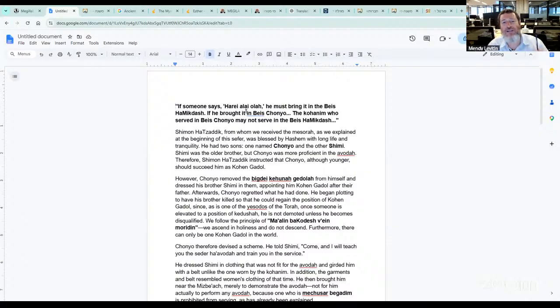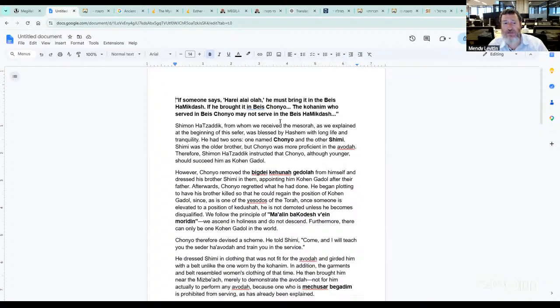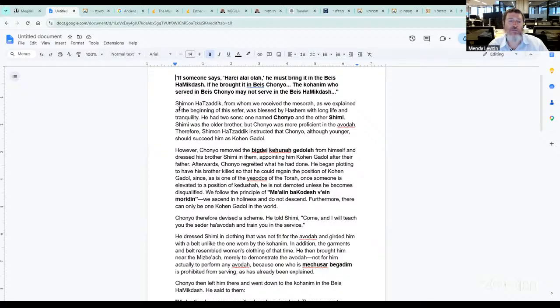If someone says Haray Elai Oilaf, someone takes upon themselves a donation to bring a burnt sacrifice to the temple, he must bring it to the Beis HaMikdash. If he brought it to the Beis Chonyo, to the house of Chunya, the Kohen, then it's not considered fulfilling your vow. Now, the Mishnah continues in Menachos, the Kohanim who served in Beis Chonyo may not serve in the Beis HaMikdash. A Kohen who served in the house of Chunya cannot serve in the Beis HaMikdash. What is the story of the house of Chunya? So the Rambam tells us the story, which is basically taken from the Gemara.